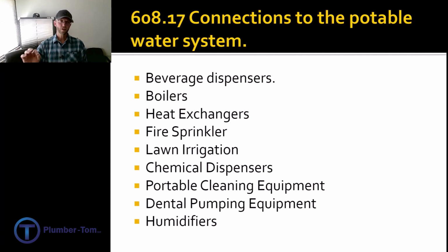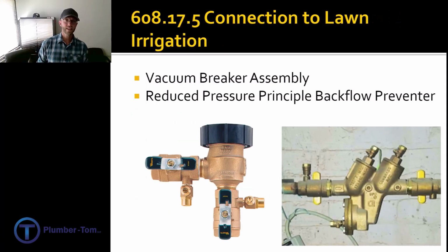Let's zoom in on just one of those in 608.17.5. It talks specifically about connection to lawn irrigation. We'd mentioned that you can use the vacuum breaker assembly, but also you can use a reduced pressure principle backflow preventer. These are the two options you can use for an irrigation system coming from the potable water.